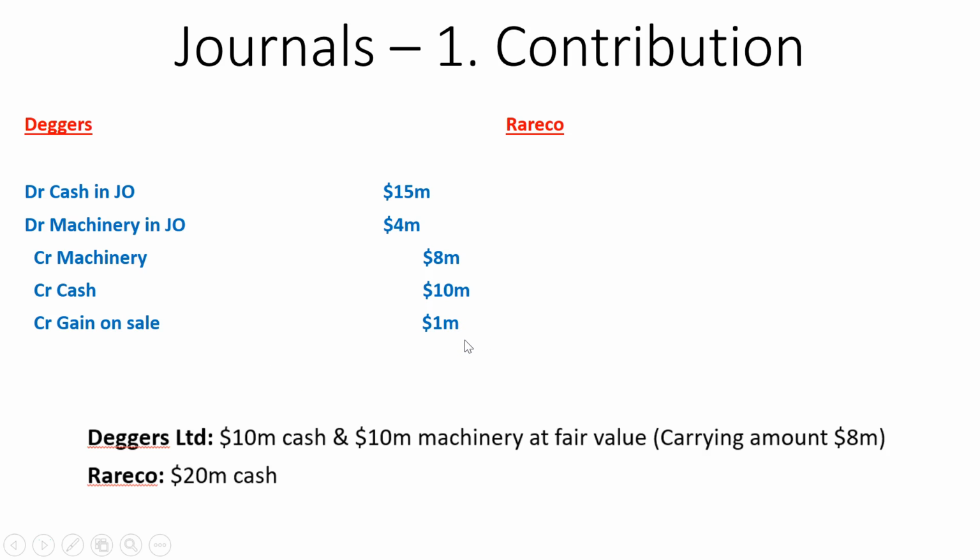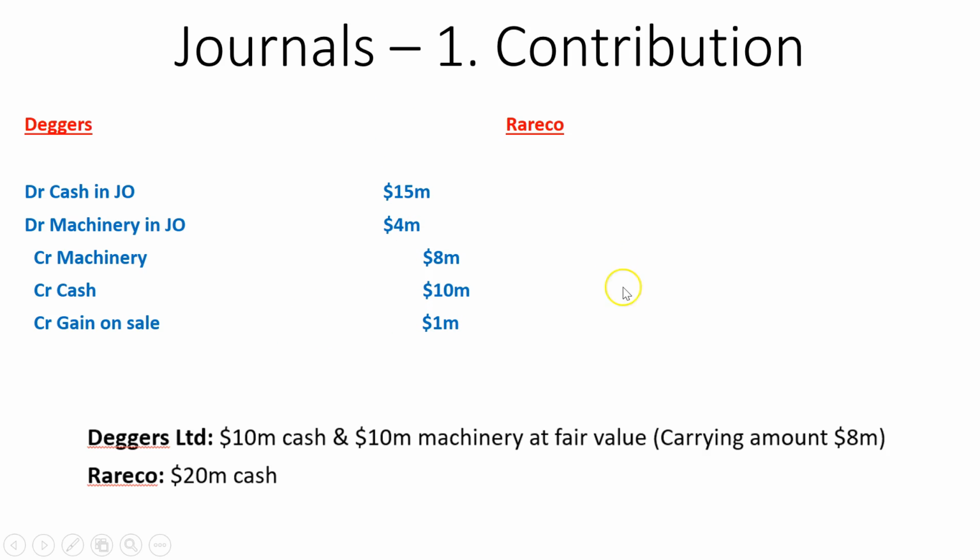So the reason we do this is because the joint operation always recognizes assets at their fair value. So we know that Deggers Limited has effectively sold half of that machinery to Rareco. So from Deggers Limited perspective, 50% of that machinery is worth $4 million. But from the joint operations perspective, the entire amount of that machinery is worth $10 million. So the half that is sold to Rareco is worth $5 million. So Deggers has sold machinery that from their perspective is worth $4 million to Rareco for $5 million. And so they've made a $1 million gain on sale. So they're all the entries for Deggers.